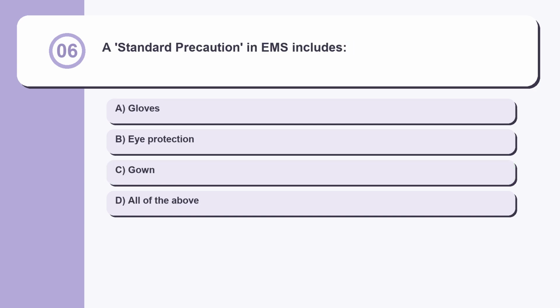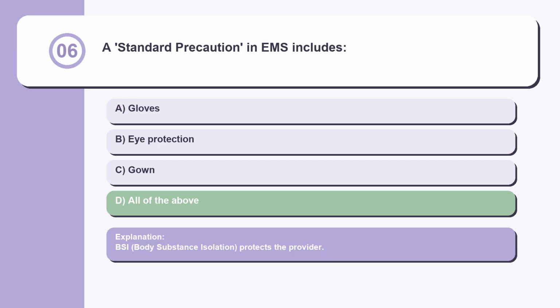Question 6. A standard precaution in EMS includes gloves, eye protection, gown, all of the above. BSI, body substance isolation, protects the provider.